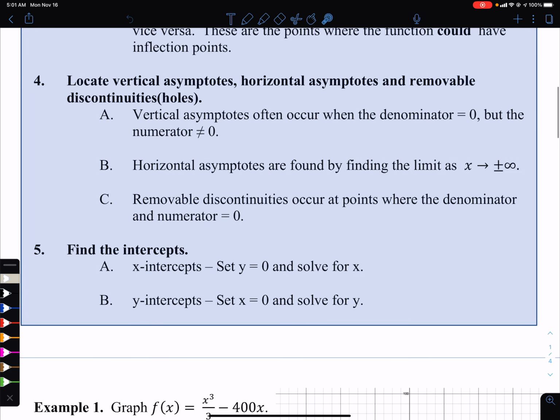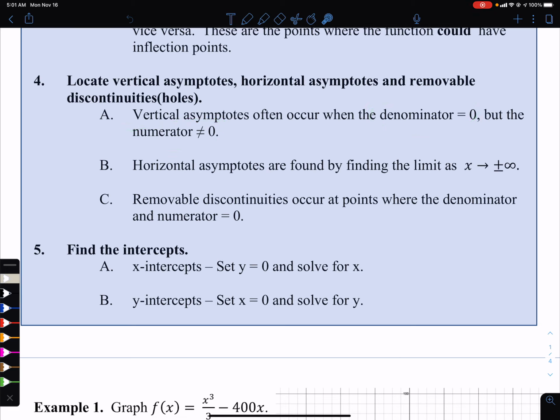Okay, vertical asymptotes, horizontal asymptotes, removable discontinuities. You should know how to find vertical asymptotes from chapter 2. The definition of them is using limits. I just did one of those in the graph worksheet we just did. But basically they occur when the denominator is 0 in general, but where the numerator does not equal 0. Because if they both equal 0, you'd actually have a removable discontinuity.